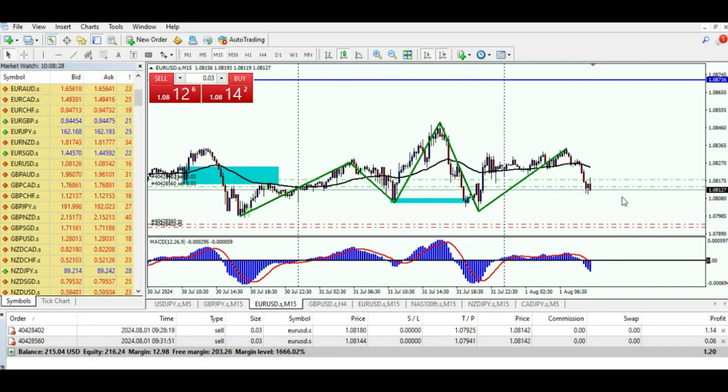So the next thing we are looking for, remember, the break of structure has already confirmed a sell signal for us, right? But we're only looking for MACD and moving average to confirm it.